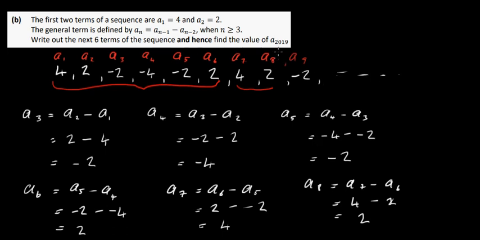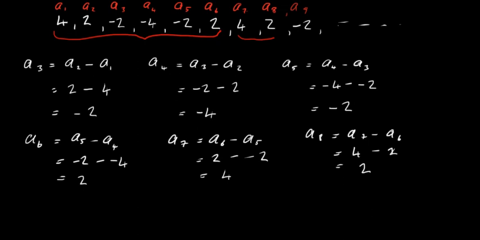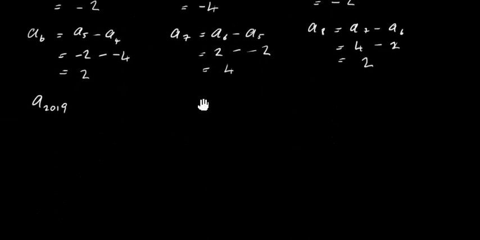So how is that going to help us? Well, we want A2019. So we want the 2019th term. Well, we know the pattern is repeating every six terms. So if we divide 2019 by 6, we get 336.5. So we know that it goes in 336 times with something left over.